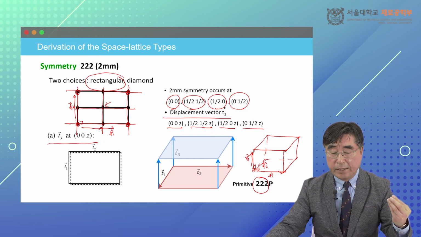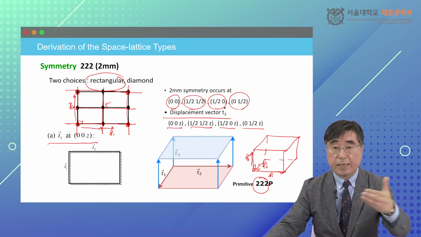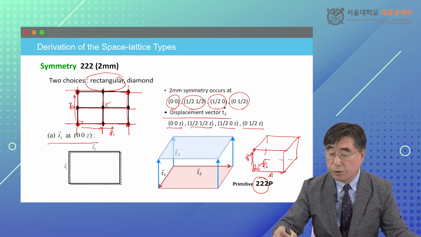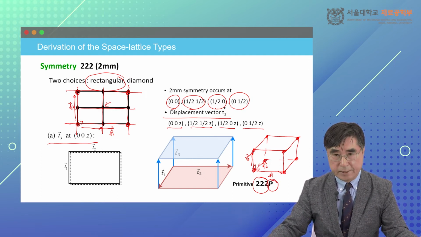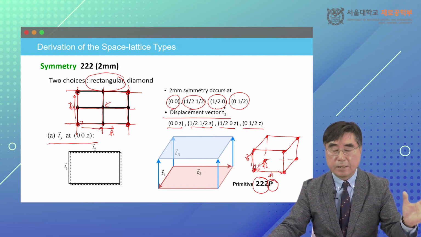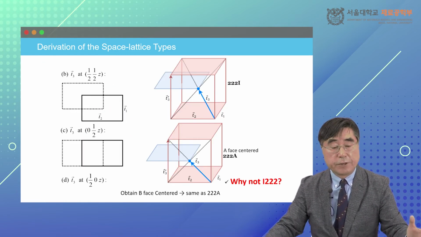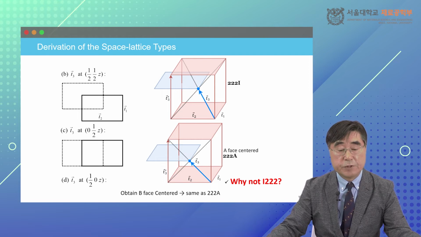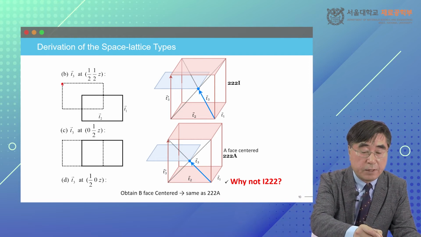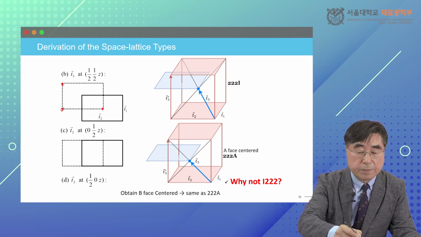Now, when I define this T3 vector like this, you see that there is only one lattice point in a unit cell. So this is the primitive orthorhombic Bravais lattice. So one crystal system is defined, and one Bravais lattice is defined. If I put the T3 vector at half G, then the first level lattice point is here, and the second level next point is here.